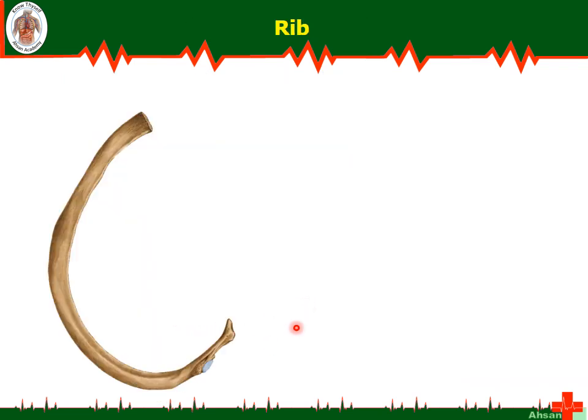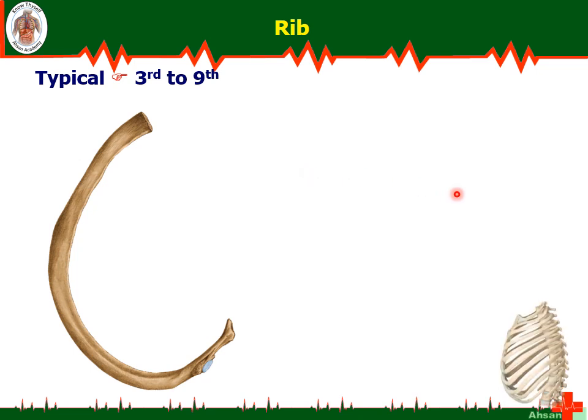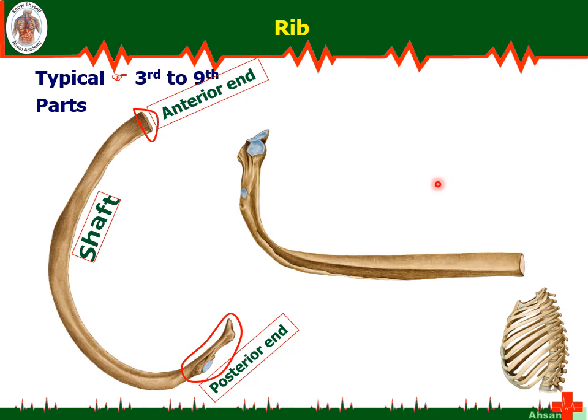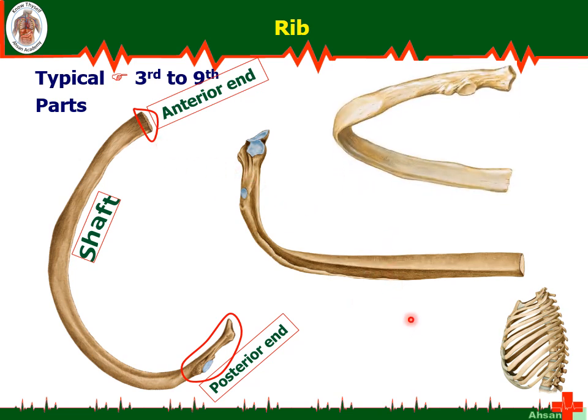This is one typical rib observed from above. It shows the different parts of the rib, and the 3rd to 9th ribs have these common features. Let us discuss those. Each rib has an anterior end, a posterior end, and an intervening shaft. If we look from below, it looks like this, and if we look from behind, it will look like this. This view will help us to describe the features.